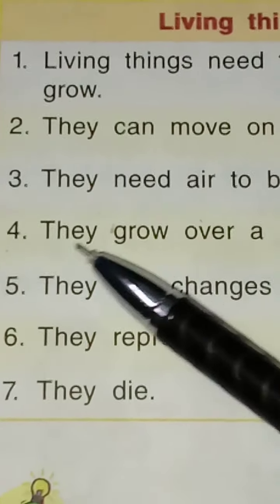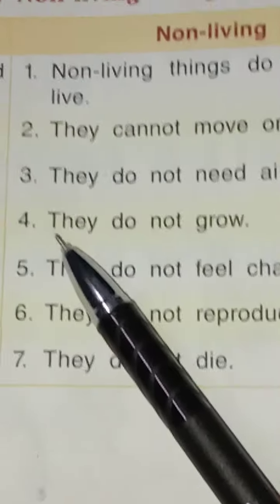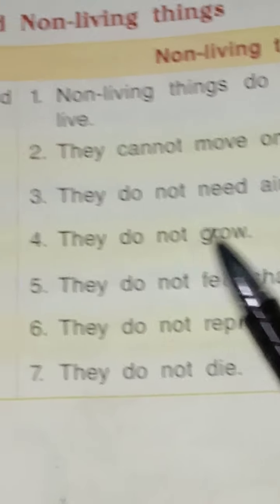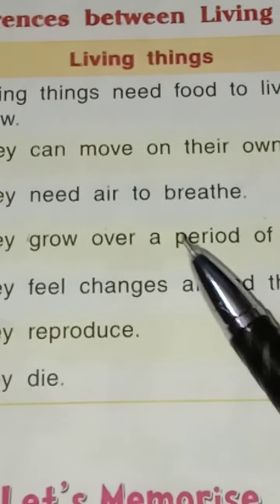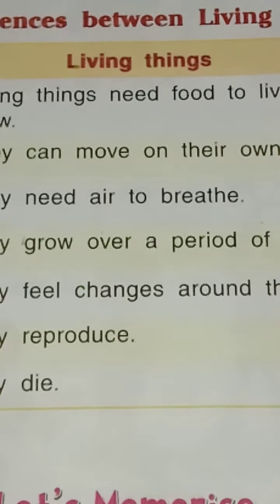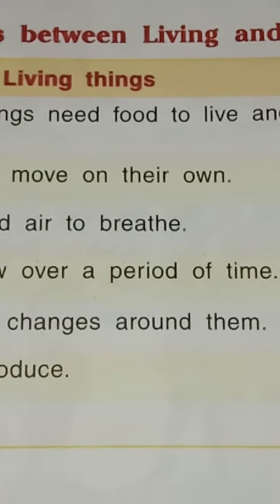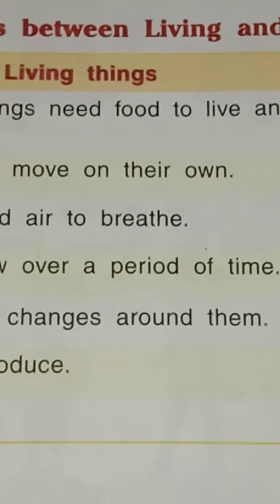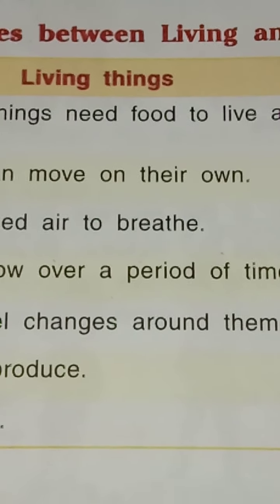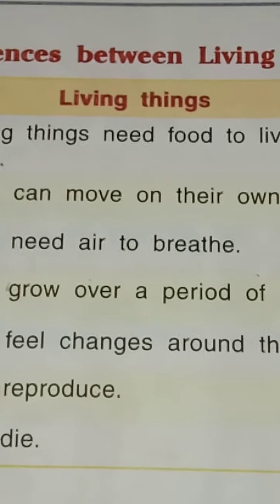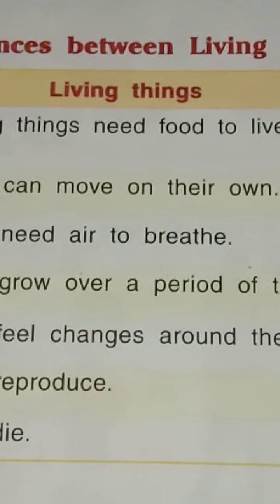Now student, fourth, they grow over a period of time. Non-living things do not grow. They grow over a period of time means living things take birth and step into infancy, and after some period of time infancy changes into childhood, then childhood changes into adulthood, and one day they die. This shows how living things grow older and older and then drop down dead.